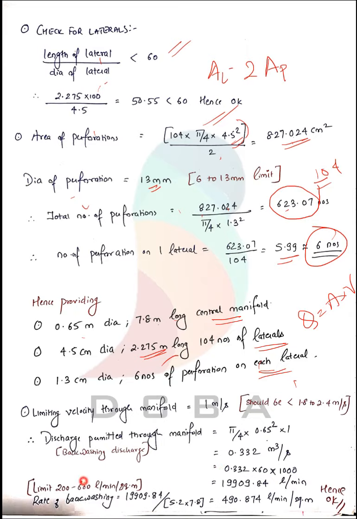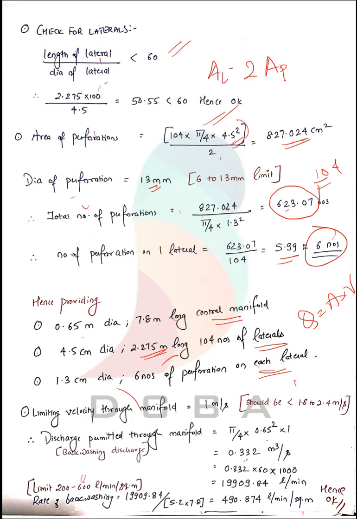There is a limit that we need to check, that per square meter of a filter it should be around 200 to 600. So the rate of backwashing is 19909.84 divided by the area of your filter, which is 5.2 into 7.8, which comes out to be 490.874 liters per minute per square meter.